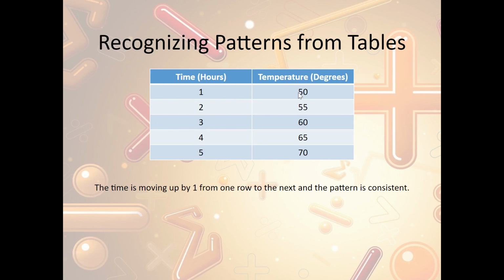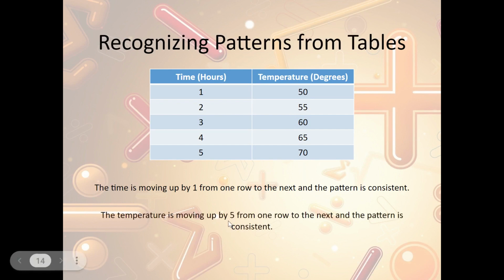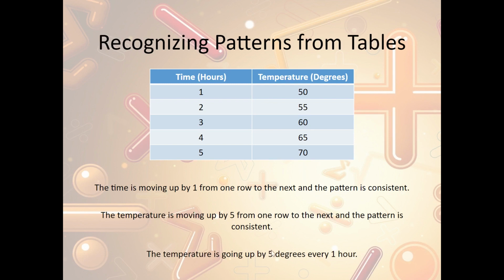Next, let's look at the temperature. Well, is there any kind of pattern here? Well, from here to here, we're adding 5, and then adding 5, adding 5, and adding 5. So therefore, the temperature is moving up by 5 from one row to the next, and the pattern is also consistent. So the temperature is going up by 5 degrees every 1 hour. That's what we can say based on the pattern we see from the table.